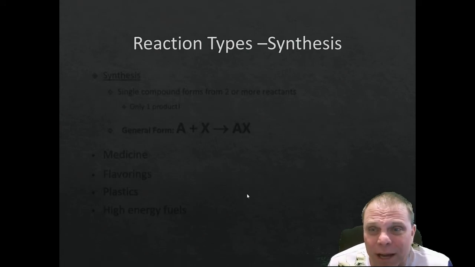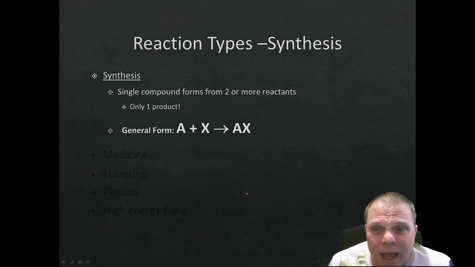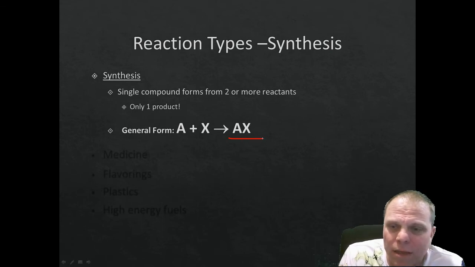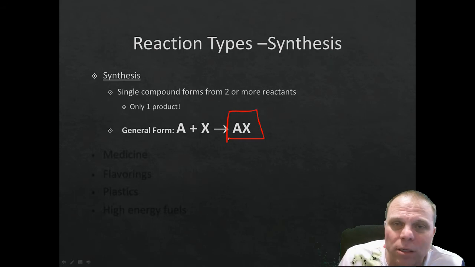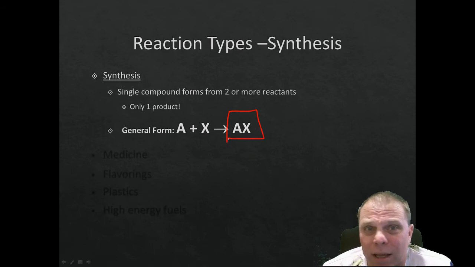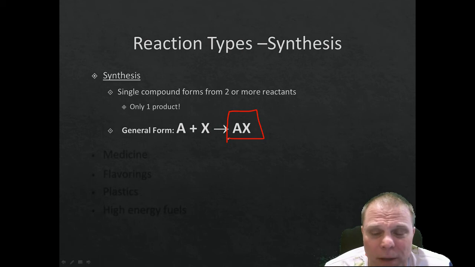All right, so let's look at our next reaction type. This is synthesis. And the general reaction can be seen here. A plus X gives you AX. Again, the thing you want to look for here is a single product. If all you have is a single product on the right-hand side of the reaction, this has got to be a synthesis reaction. I'm starting with multiple things and I get one thing.